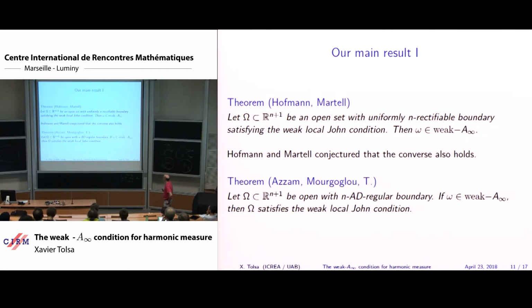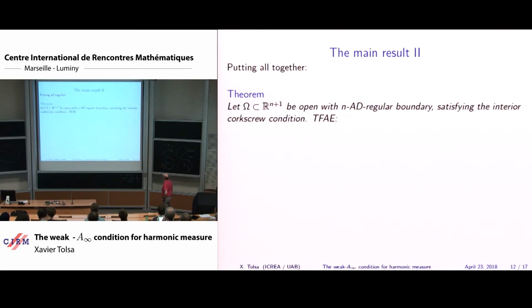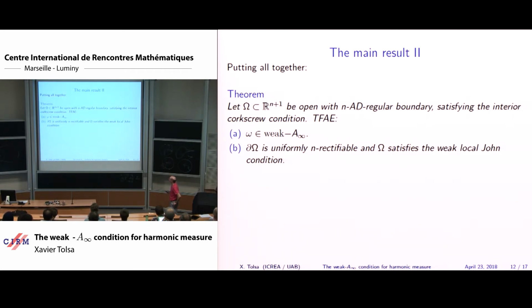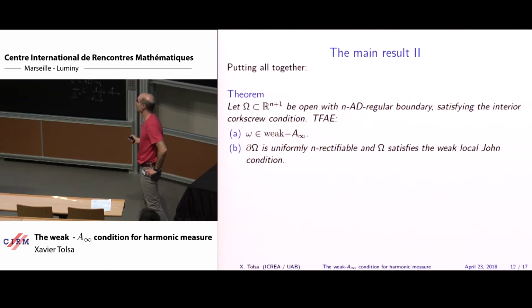So remember that we already knew that weak A infinity implies uniform n-rectifiability. So what remains is to prove that weak A infinity implies the weak local John condition. And this is what is proven in this theorem. So putting it all together, we have this result here. We have Ω, AD regular, satisfying the interior Corkscrew condition, and then these conditions are equivalent. First, Ω in weak A infinity, and then the fact that the boundary is uniformly n-rectifiable and that Ω satisfies the weak local John condition. So this statement B is a geometric characterization of this condition and also of the L^p solvability for the Dirichlet problem under this AD regularity assumption and the interior Corkscrew condition.